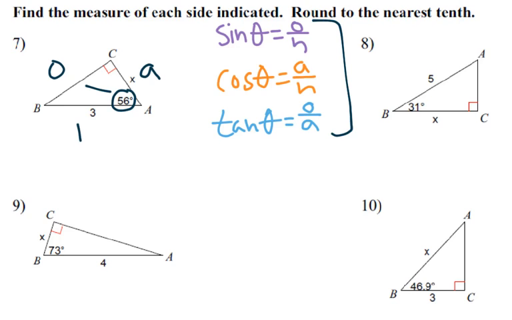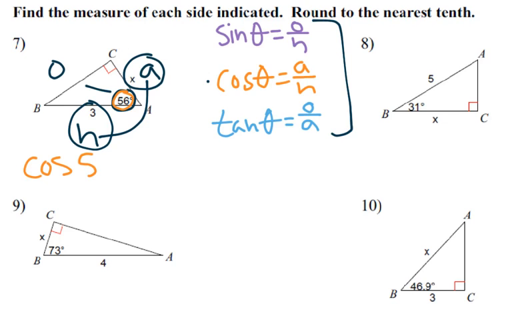That's adjacent. That's hypotenuse. So I'm looking for the adjacent. I have the hypotenuse and I have an angle. Well, what connects adjacent and hypotenuse? Cosine. So I'd write the cosine. Do I know my angle? Yeah, it's 56 degrees. Equals the adjacent x over the hypotenuse 3.